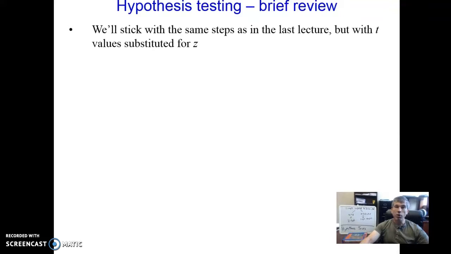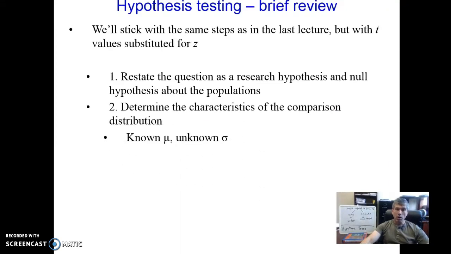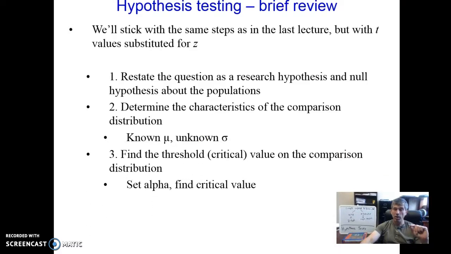So here's a review of our 5 steps, but we will talk about what changes in each step. Step 1, identifying our hypotheses, does not change. Step 2, determining the characteristics of the comparison distribution. We now know the population mean. We don't know the population standard deviation. Another factor, our third characteristic, the shape of that distribution, is actually going to change a little bit. We'll account for that in a couple of videos.